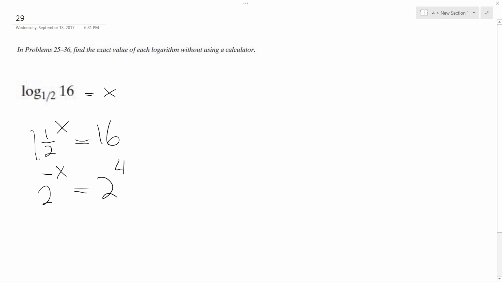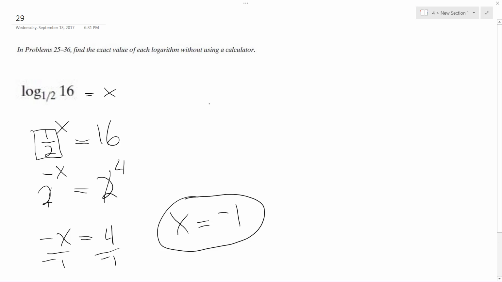The reason I did this is because I wanted to get 16 and the 1/2 to have the same base. So 2 raised to the negative x, so that flips it. That allows me to flip the 1/2 to make it just 2. And then 2 raised to the 4th is equal to 16, but the same base. So what this does is this gives me negative x is equal to 4. Divide by negative 1, and I get x is equal to negative 1.